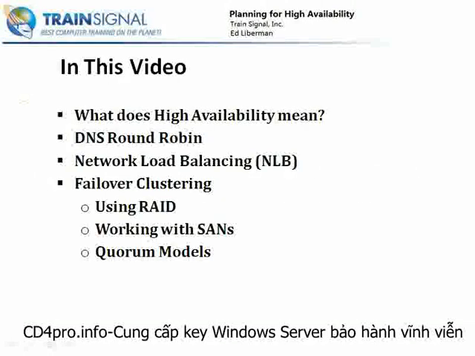In this video, we're going to start off by defining exactly what high availability means. Then we'll take a look at some of the solutions involved, including DNS round robin, network load balancing, and failover clustering. Then we'll look at some of the storage solutions which are used with failover clustering, including RAID and SANs, or storage area networks. And then we'll also look at the quorum models that are used by failover clustering.